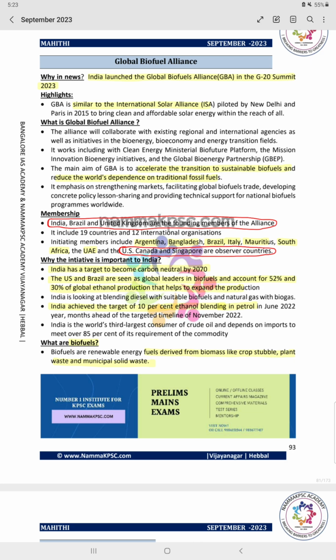So what is this biofuel alliance basically? India wants to become carbon neutral by the year 2070. So it wants to use biofuels and all. So it wants to use biofuel now, so it has to learn from the best. So who are the current best in the market? They are Brazil and the US. They have blending rates of around 52% and 30%. But recently India has achieved only a blending rate of 10%, and that too in petrol. So with this Global Biofuel Alliance, they want to increase their global biofuel potential so that they become carbon neutral by the year 2070.